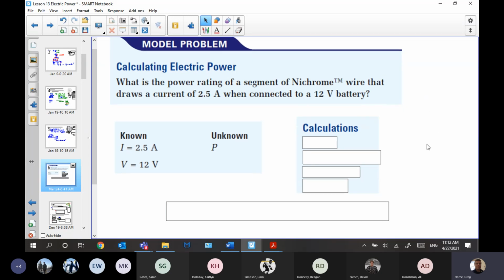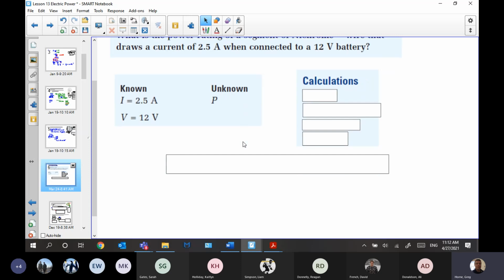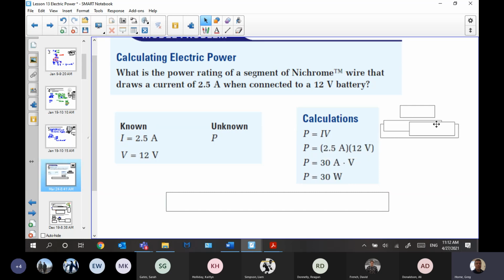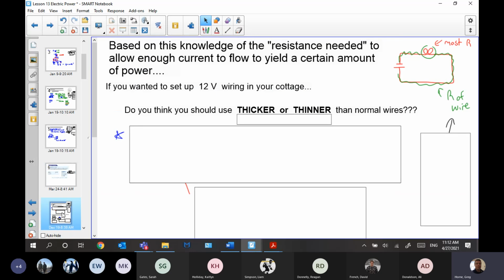Anyways, so calculating electric power. What's the power rating of a segment of nichrome wire if it draws 2.5 amps and is connected to a 12-volt battery? This one's pretty simple: okay, I've got current, I've got voltage, I can figure out the power, right? Boom, boom, boom. I don't even think we're going to leave this up long enough for you to write this down. That's way too easy of an example. Just plug it in. Okay, let's focus on bigger and better things.